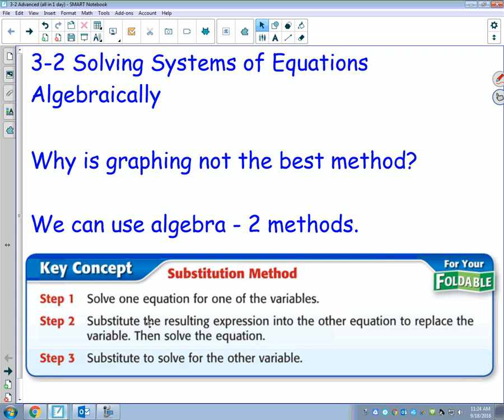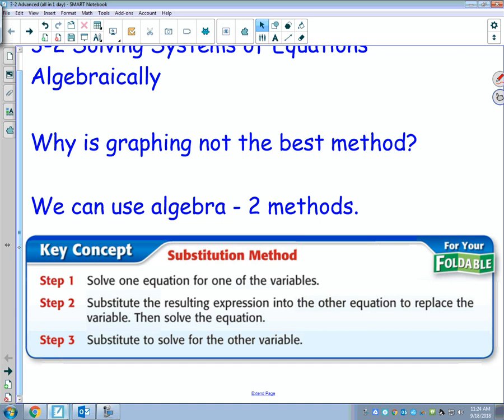Other reasons would be if the numbers are really, really big or really small, making a graph that intersects at 57, 22 would be a lot, right? And so that's why we have some algebraic methods. And there's two methods that maybe you remember.